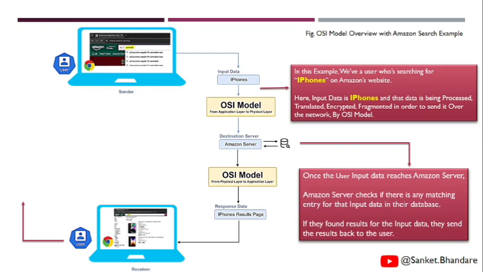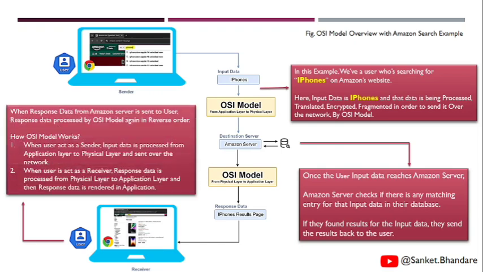Once the user input data reaches the Amazon server, it checks if there's any matching entry for that input data in their database. If they found results for that input data, which is nothing but iPhones in our case, they send the result back to the user. The next step in this particular process is that the response data is sent back to the receiver. So when response data from Amazon server is sent to the user, response data is processed by OSI model in the reverse order.